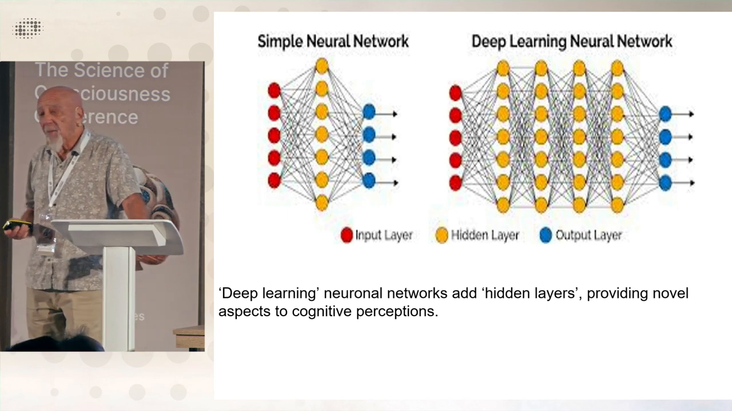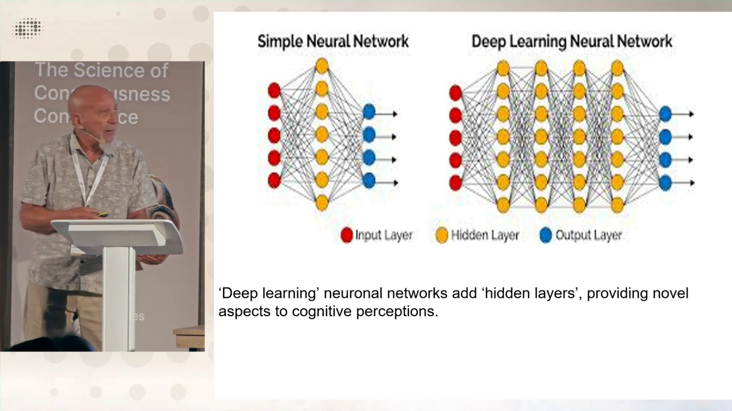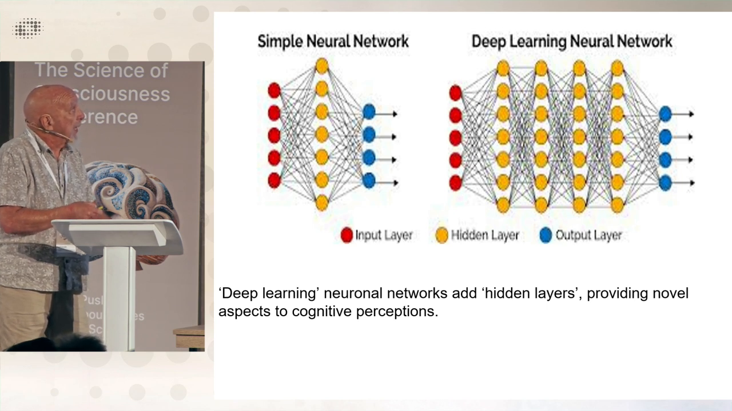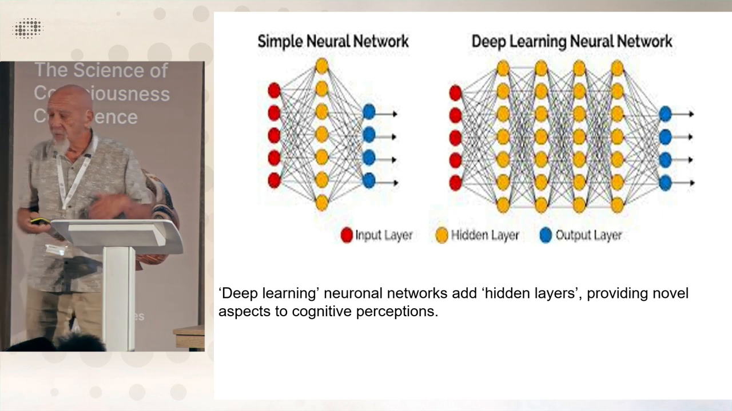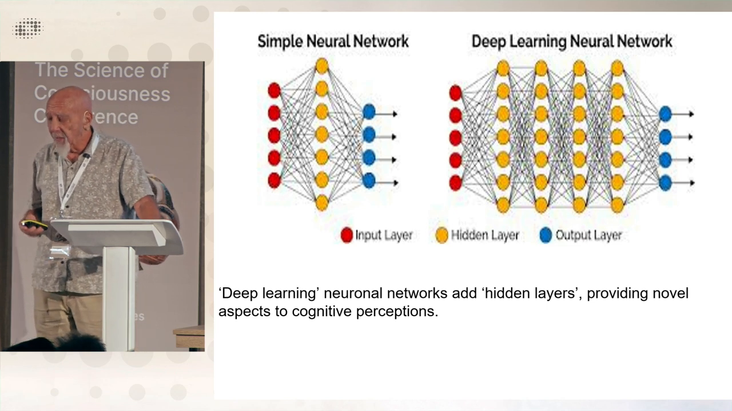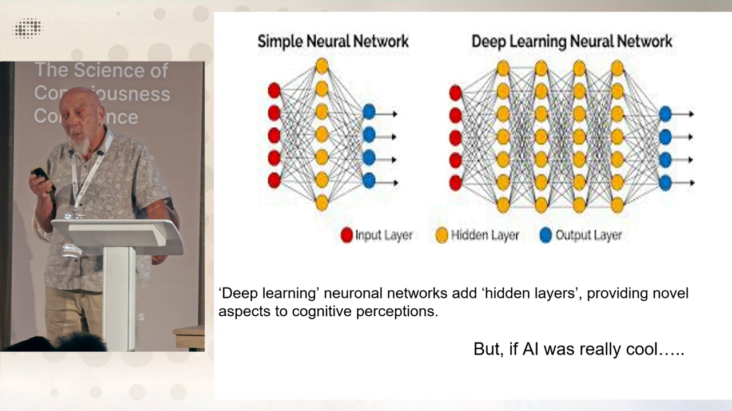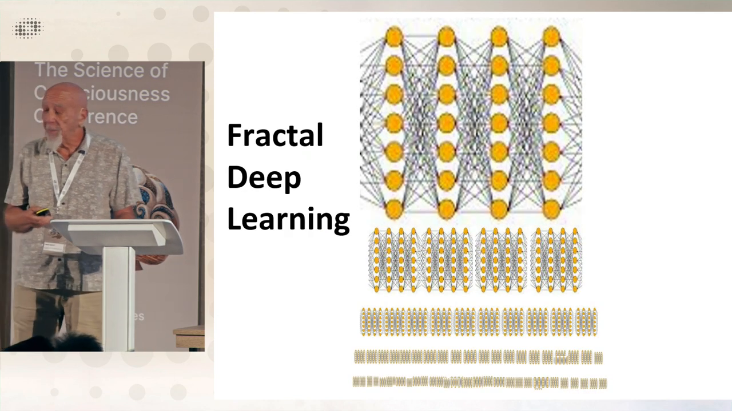In the last few decades, I guess, deep learning neuronal networks add hidden layers, providing novel aspects to cognitive perception. So here's a simple network. If you add a bunch of networks in between hidden layers, you get interesting phenomenal perceptions or outputs. It changes it for the better in many ways. But if AI was really cool, they would have fractal deep learning.